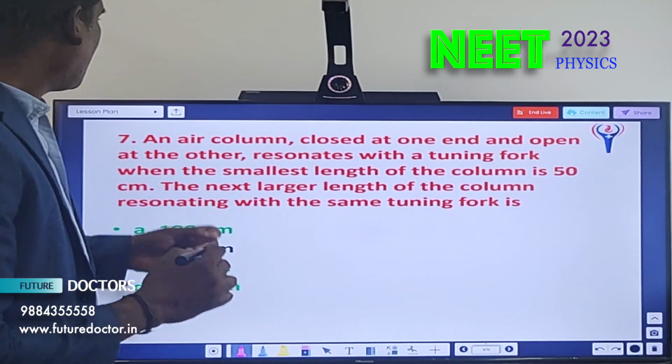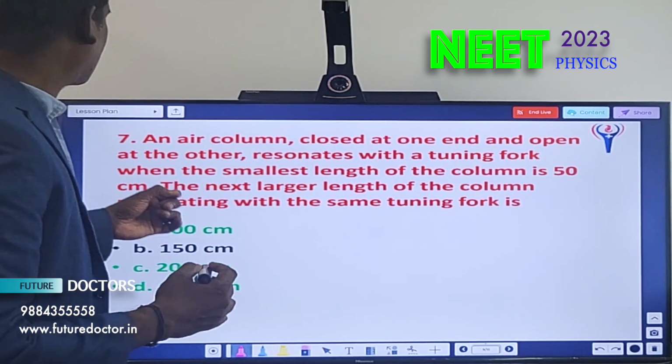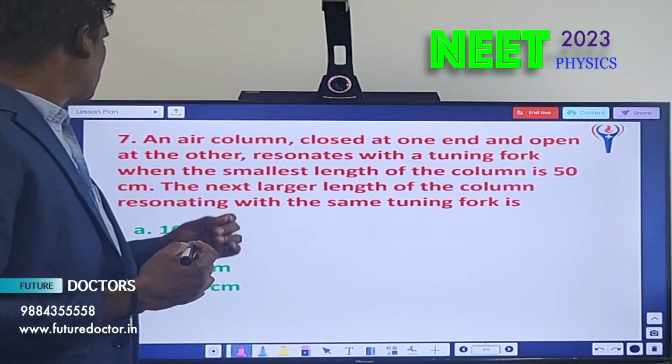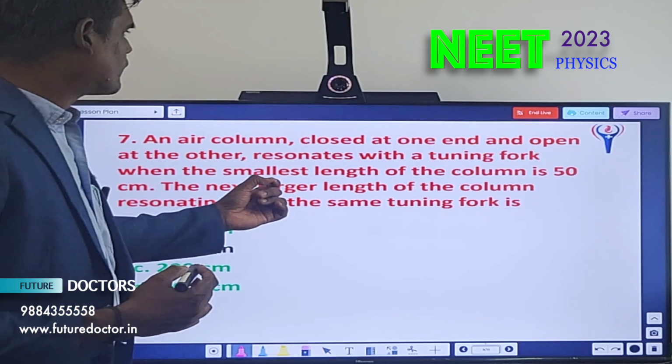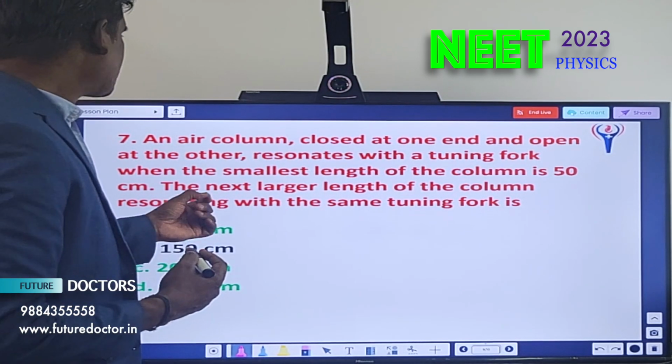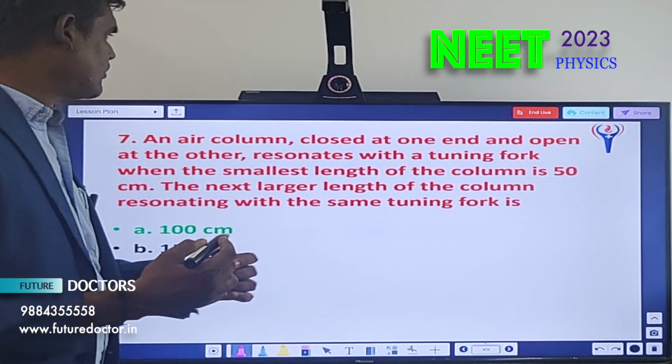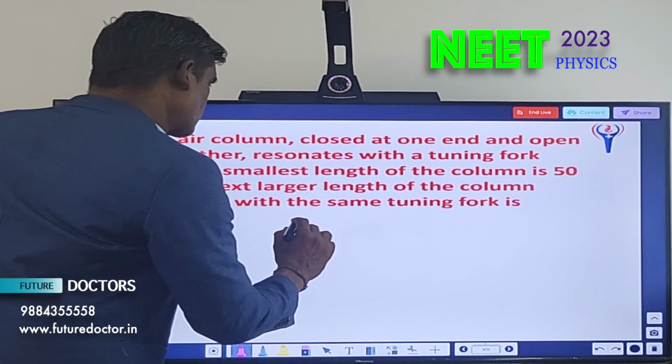Last question. An air column closed at one end and open at the other end is resonating with a tuning fork when the smallest length of the column is 50 centimeter. The next larger length of the column resonating with the same tuning fork is dash. The length is what you want to find.